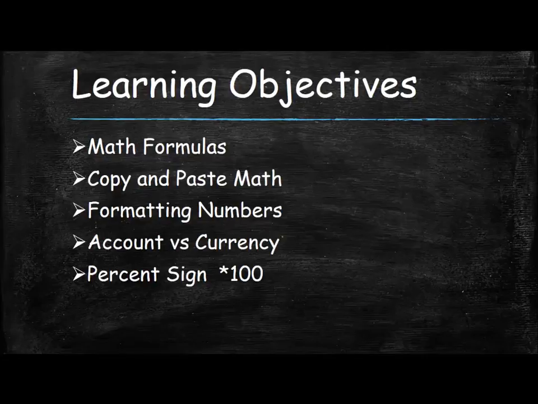We formatted some numbers using currency. We used $. We saw that between account and currency there is a difference and when to use those. And the last thing we looked at was the percent sign. We now understand whenever you use that percent sign, you are multiplying something by 100. So if you're using a change of net change formula, you might have to modify the formula if you want to use that percent symbol like we did.